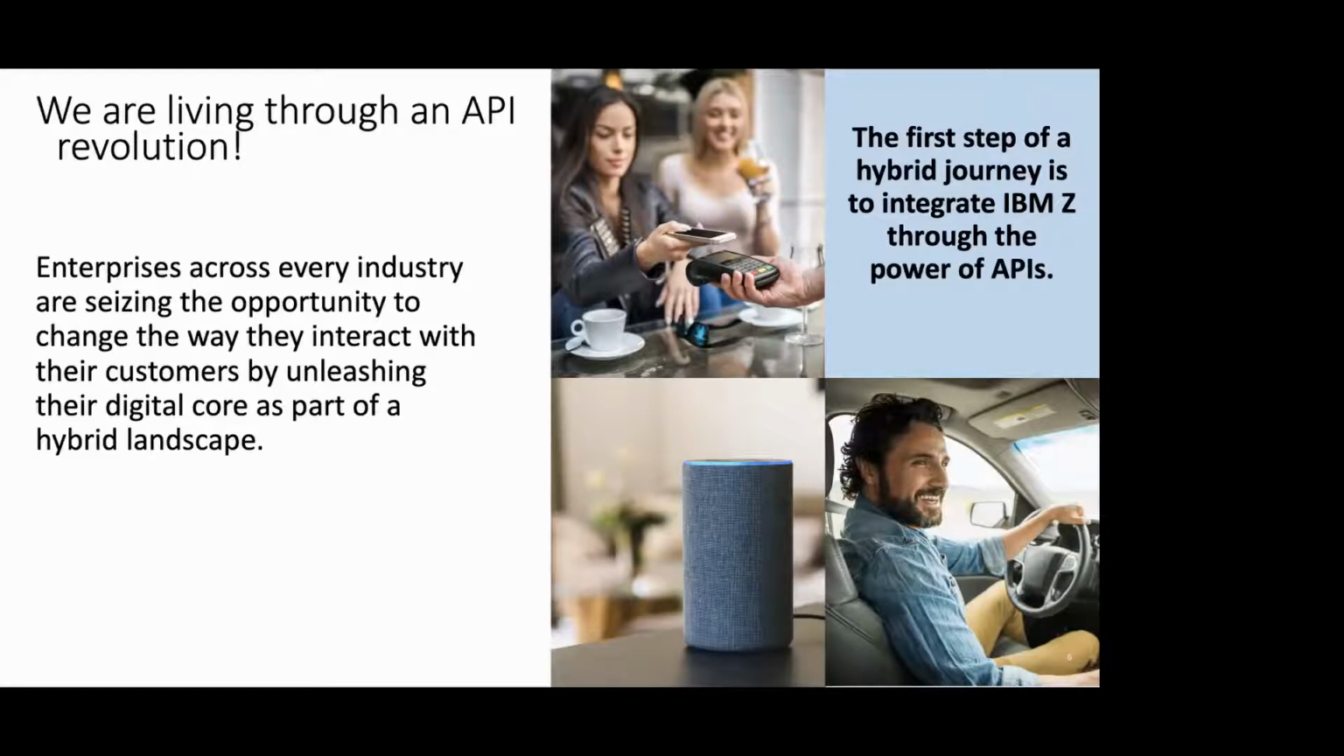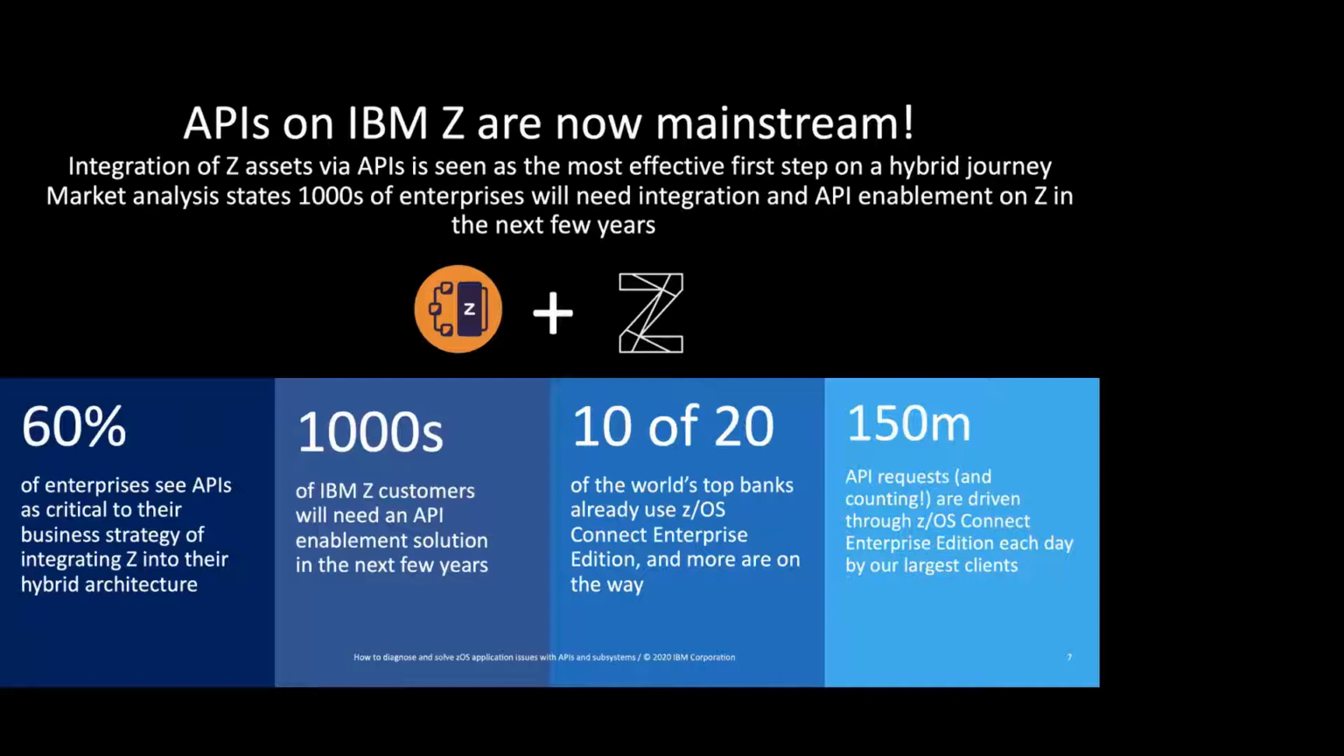So if we look at APIs today, according to market analysts, there are about 1,000 enterprises that will need integration with API enablement on Z in the next few years.